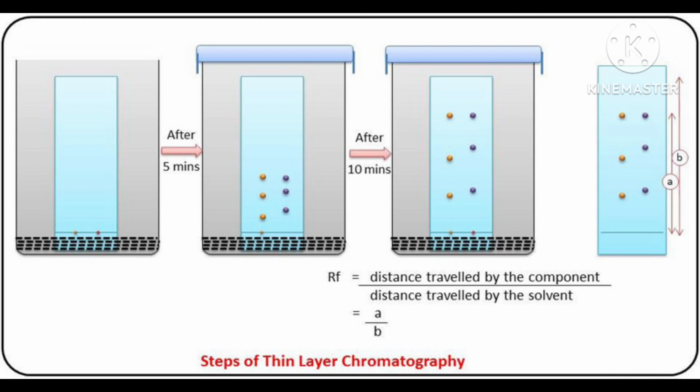Suppose three compounds were mixed, then now all three spots you will get in brown color. It will look brown due to absorption of iodine. Due to the iodine vapor, now it will look brown. In this way you can see, it will absorb iodine and show up brown spots.